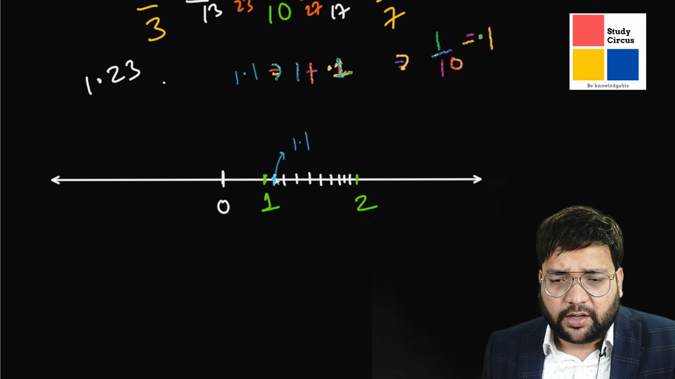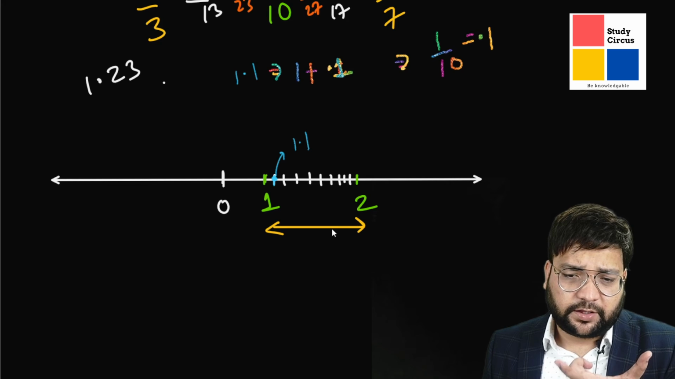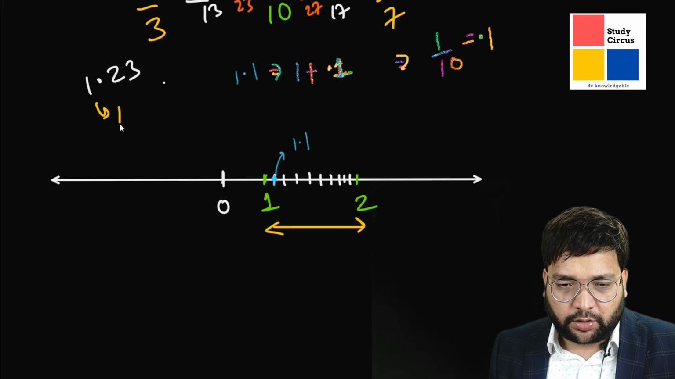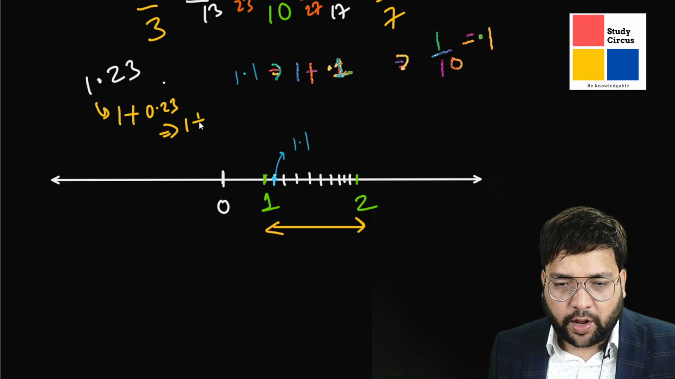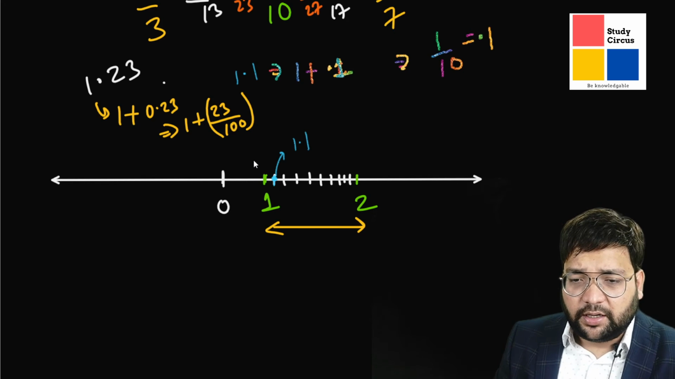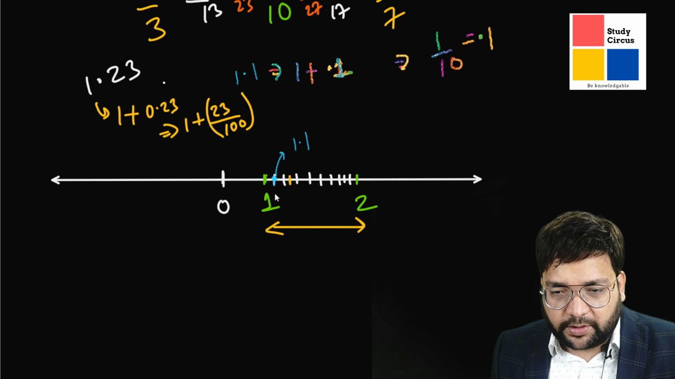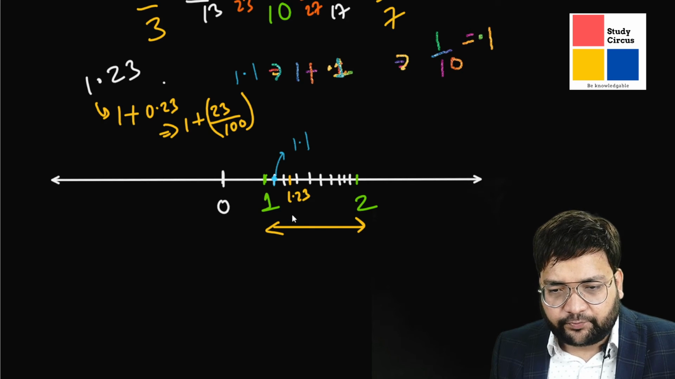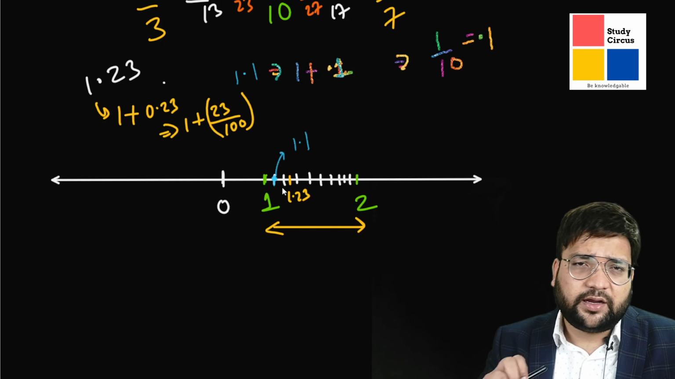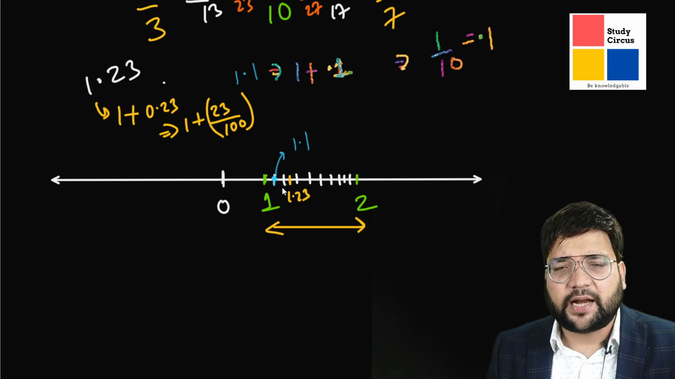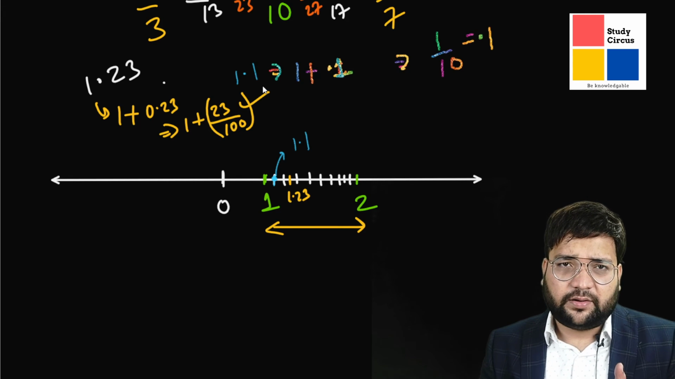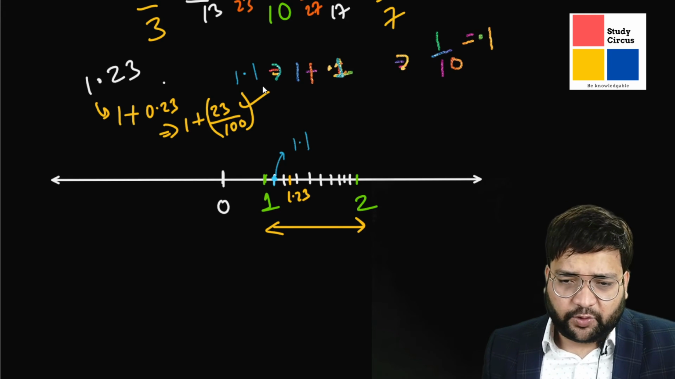Any number I can do the same, maybe 1.23. How to represent this? The separation between 1 and 2, you divide into 100 equal parts and take 23 out of them. This is 1 plus 0.23, that is 1 plus 23 upon 100. So somewhere it will be here, 1.23. This is how I can find any given decimal number or any rational number. If you want to represent fractions, like 23 by 100, we can divide the number line into equal parts and get the desired number. So this is easy to understand.